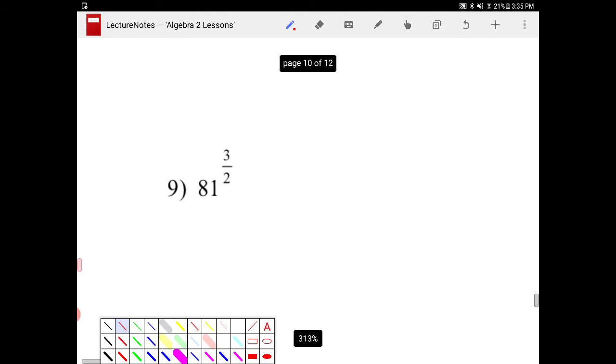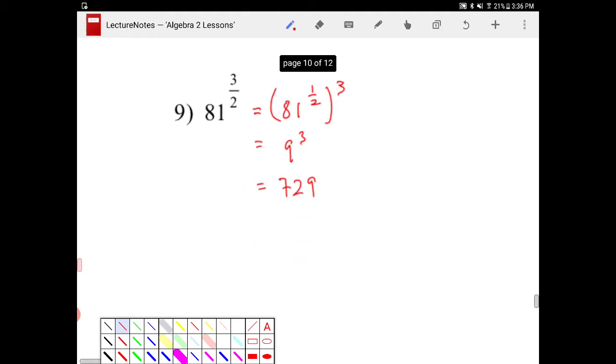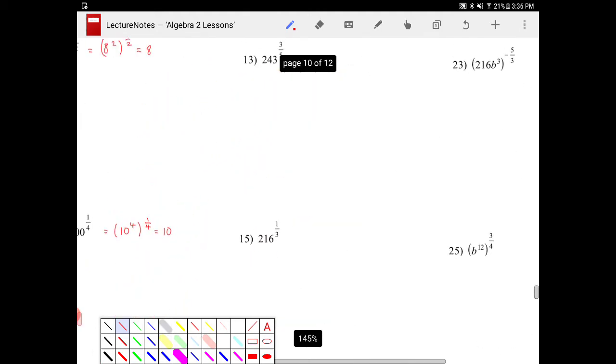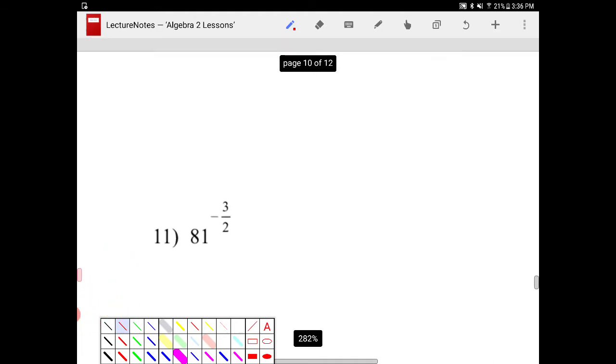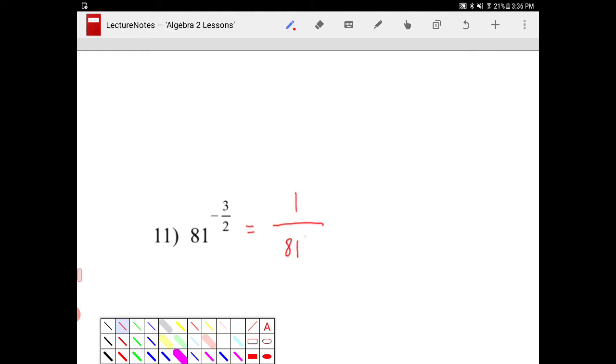All right, 81 to the 3/2. Here we go. This is equivalent to 81 to the 1/2 to the 3rd. This would be 9 to the 3rd. And what exactly is 9 to the 3rd? That would be 81 times 9, that would be 729. And moving on, 81 to the negative 3/2 is equivalent to 1 over 81 to the 3/2. And we just figured out 81 to the 3/2, didn't we? So it's 1 over 729.